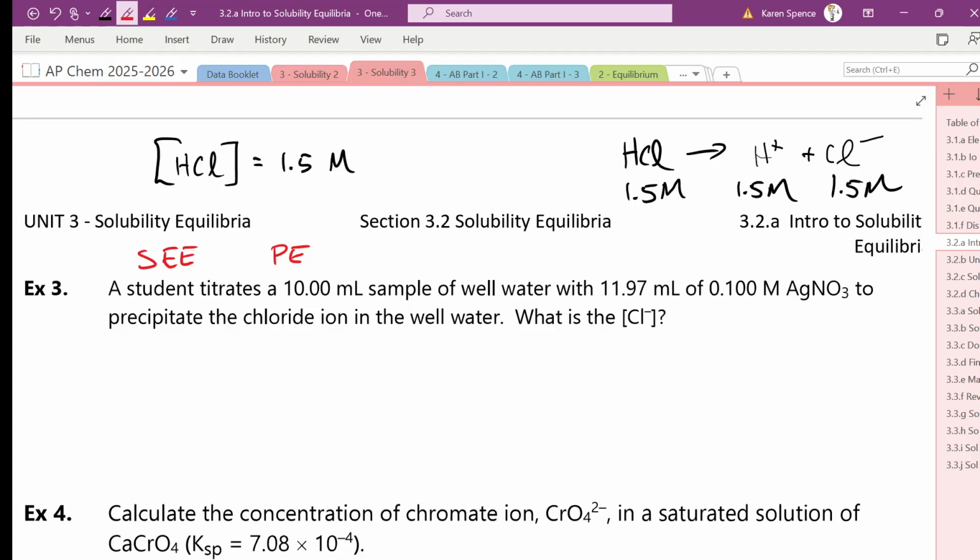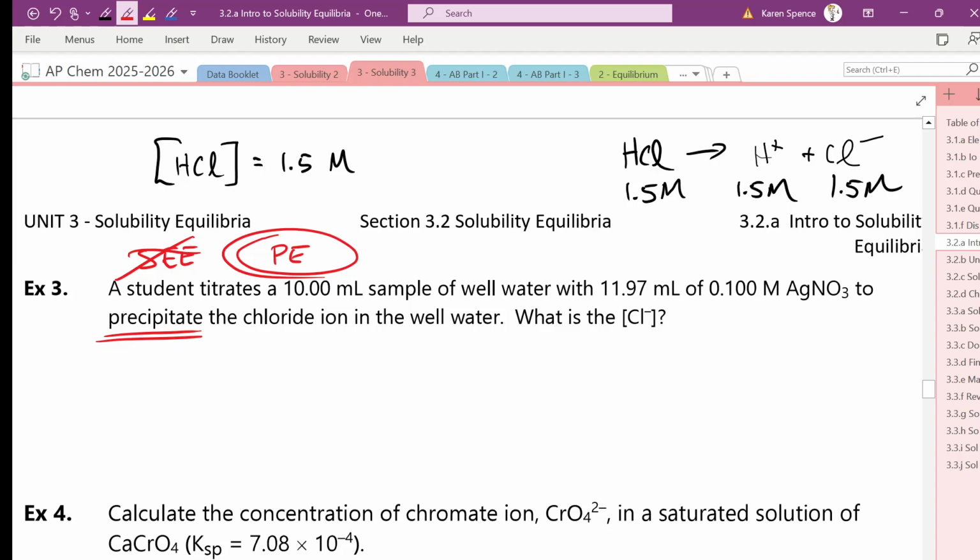Think about this. You did titrations last year, and last year, in theory, you knew nothing about equilibrium. Maybe I told you a little bit. So what kind of equation are we going to use? The PE. And it says to precipitate. Oh, there's another clue that it's going to be the precipitation equation.